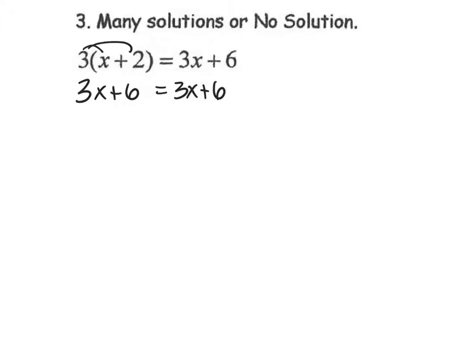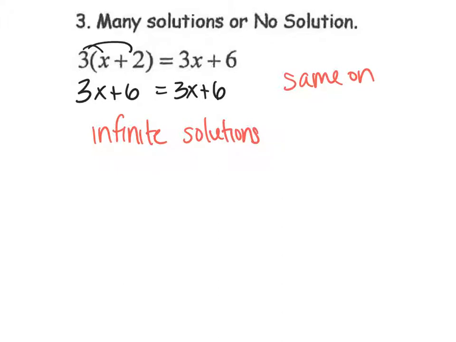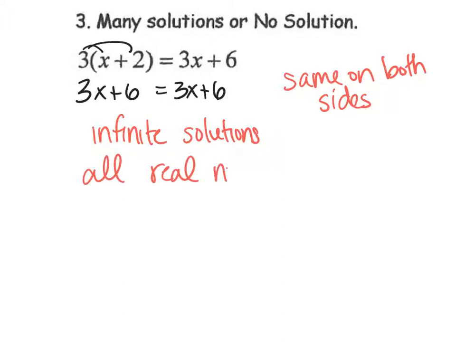Because right now, look at it. The equation, the left side equals the right side. When I plug in any number I want, that's called infinite solutions. Because if it's the same on both sides, I can plug in any number I want for x, and I would get the left side equal to the right side. You can also say that I could plug in all real numbers. Any number that exists in the world is real. It's not fake. So all real numbers is another way to say it.